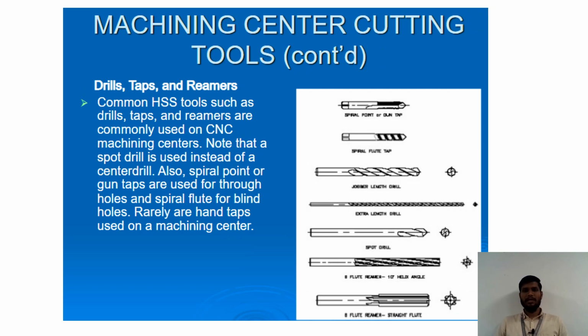Here are some other tools which are used as machining center cutting tools: drills, taps and reamers. Common high-speed steel tools such as drills, taps and reamers are commonly used on CNC machining centers. Note that a spot drill is used instead of a center drill. Also, spiral point or gun taps are used for through holes and spiral flute for blind holes. Rarely are hand taps used on machining centers.